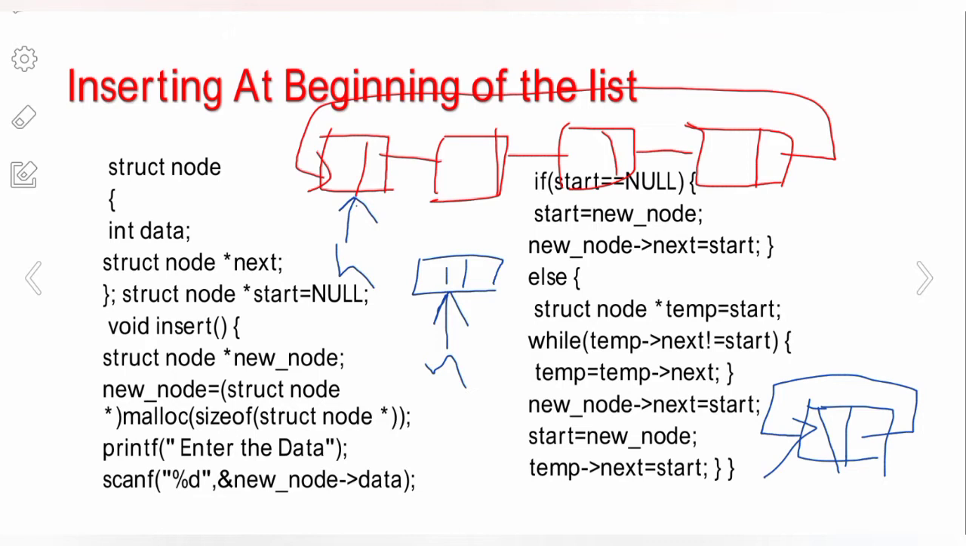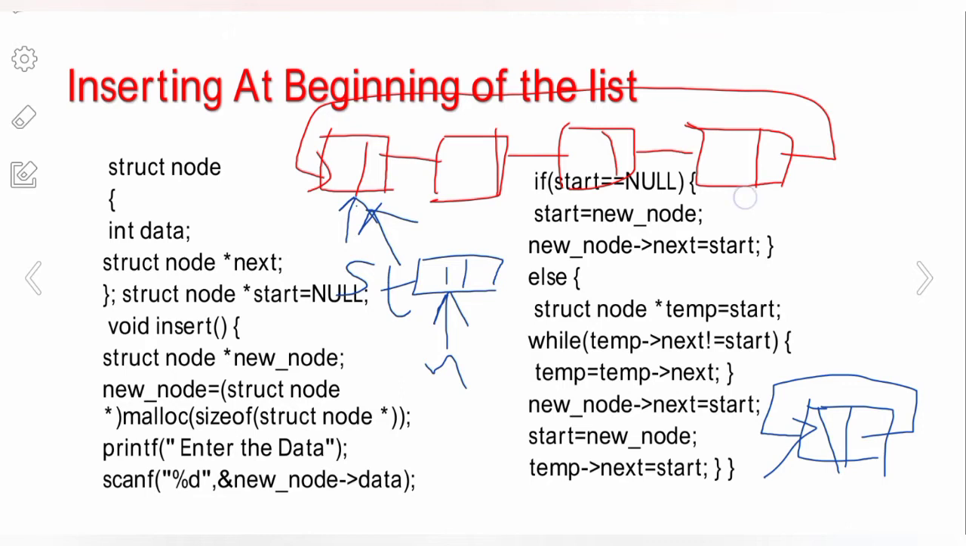Here, struct node start temp equals start. The start means the header value, so we denote the header value with the name start. So temp equals start, that means a pointer that points to the header. And while temp implies next not equals start, we are going to traverse until we reach the ending of the linked list.